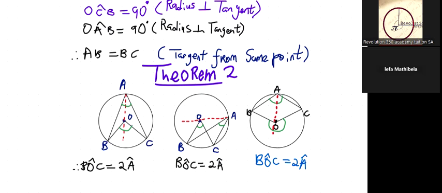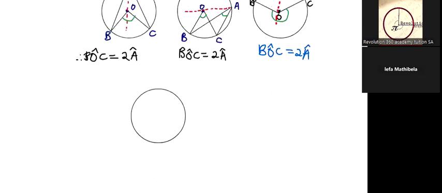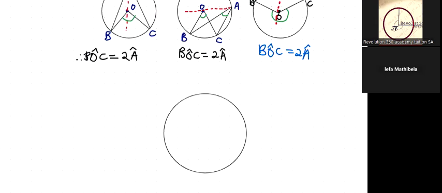Now you know theorem 1, theorem 2, and then let me just try to show you. And then this one, I think it's theorem number 3. I nearly deleted everything here. So yeah, this one doesn't have construction. This is theorem number 3.